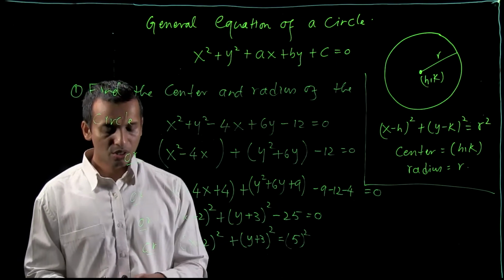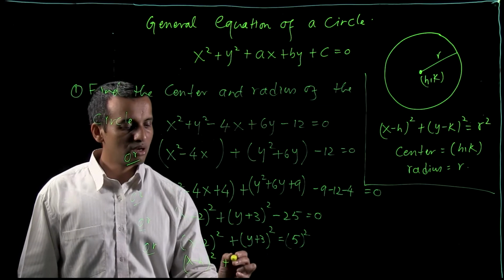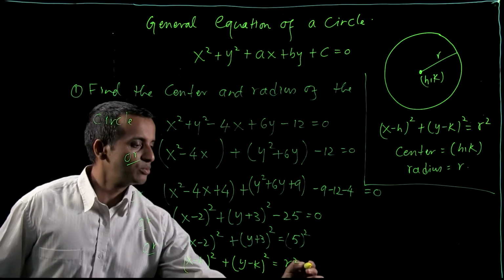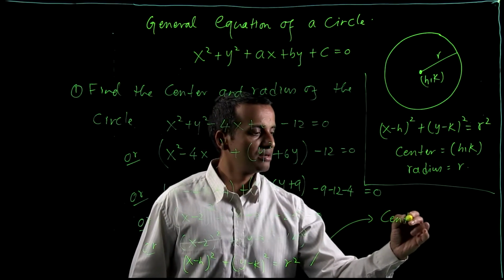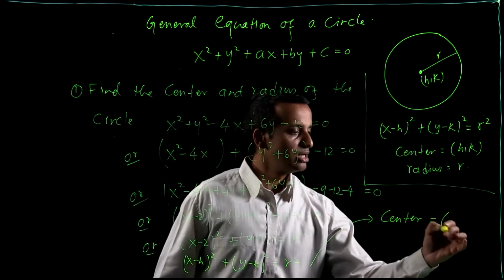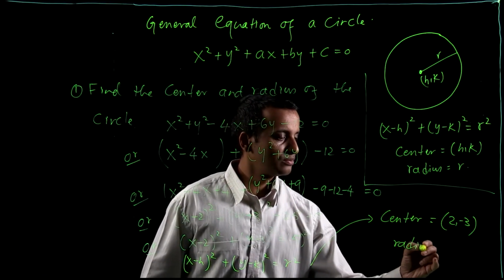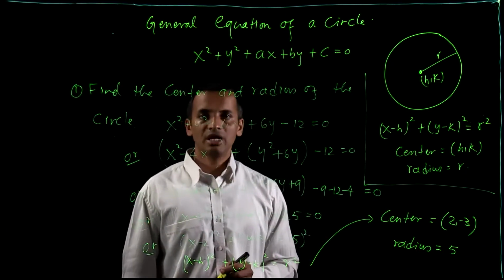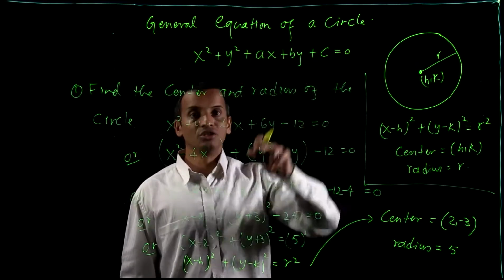Now if you compare this with our standard equation, (x minus h) squared plus (y minus k) squared equals r squared, what do you get? What is the center and what is the radius? The center is (h, k), so instead of h there is 2, instead of k there is negative 3. So it is (2, negative 3), and the radius is 5. So this is how we find the center and radius of a circle if the equation of the circle is given in the general form, not in the standard form.